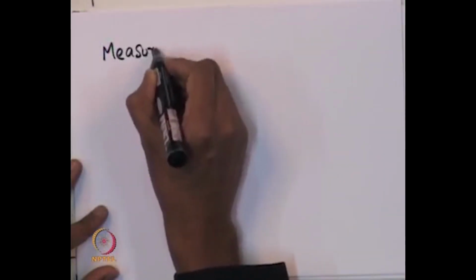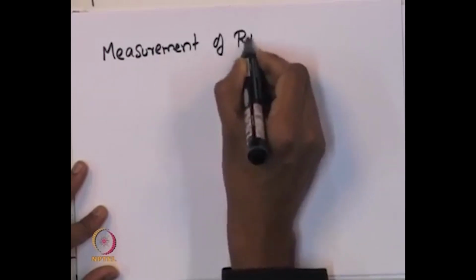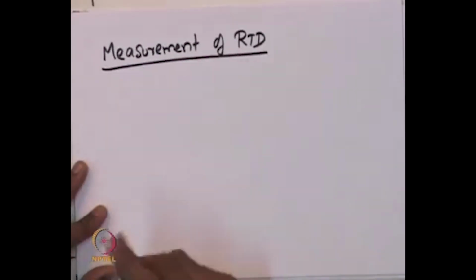So, now the question is, how do we detect this non-ideal behavior? How do we detect the residence time distribution experimentally? It is actually possible to measure the residence time distribution, and in fact, it is experimentally determined using what is called a tracer.